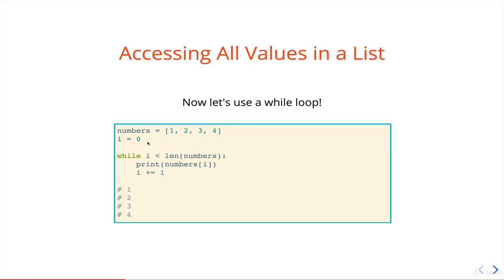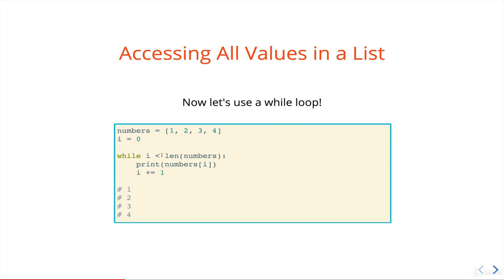So we start with a variable that often is called i for index, or idx, or ix, it doesn't really matter. And we set it equal to 0. And what we're going to do is print out the first item, number 0, then we'll add 1 to i, and then we'll print out number 1, and so on, until we get to the end of the list, the last index. So you can see here our loop runs while i is less than the length of numbers.